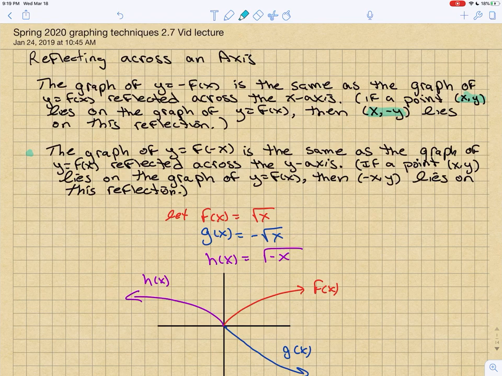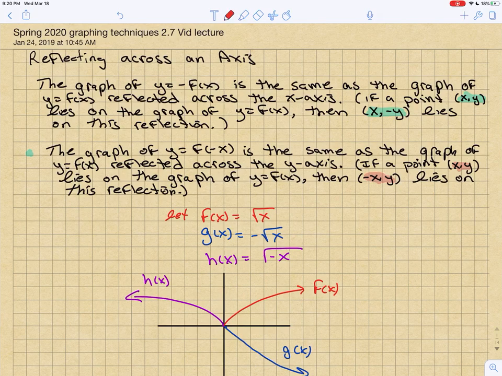Next, the graph of y equals f of the opposite of x is the same as the graph of y equals f of x, except it's reflected across the y-axis. It says if a point (x, y) lies on the graph of y equals f of x, then the point (-x, y) lies on this reflection. In other words, the x values become the opposites of what they were, and the y values remain the same.